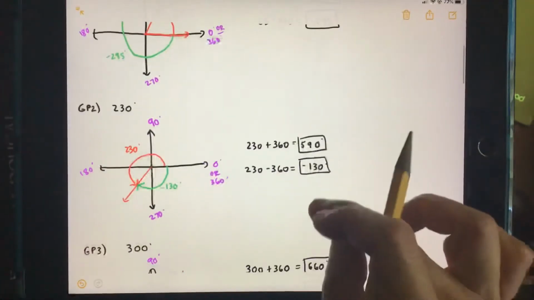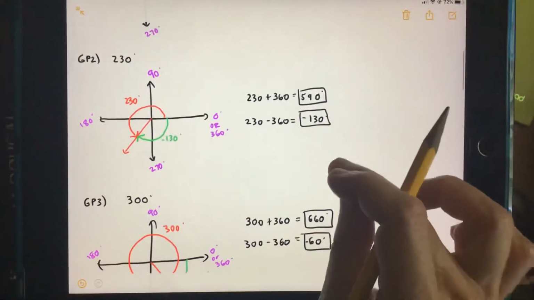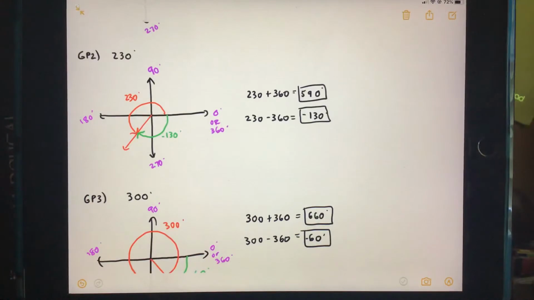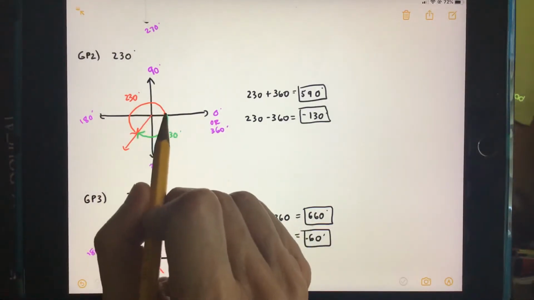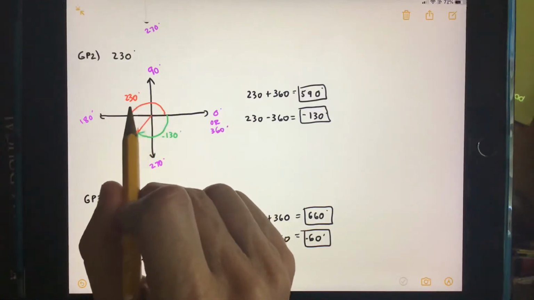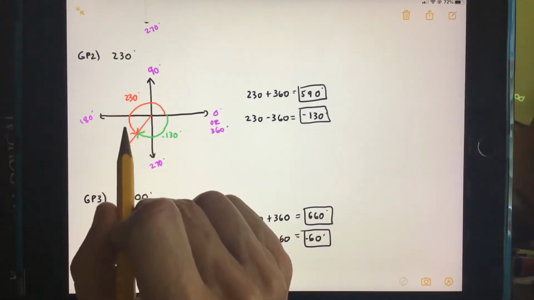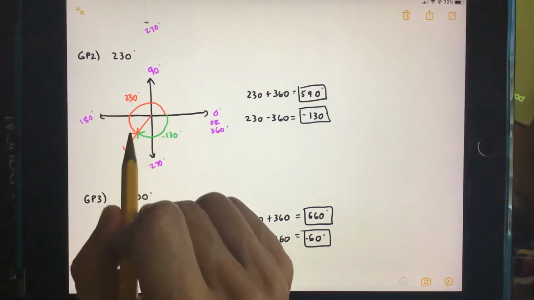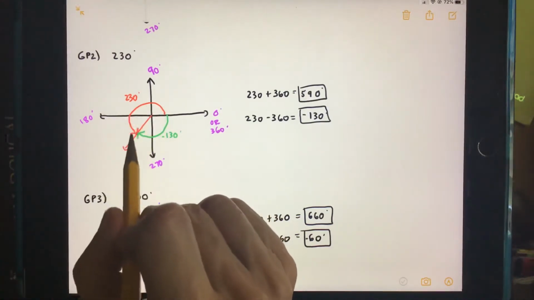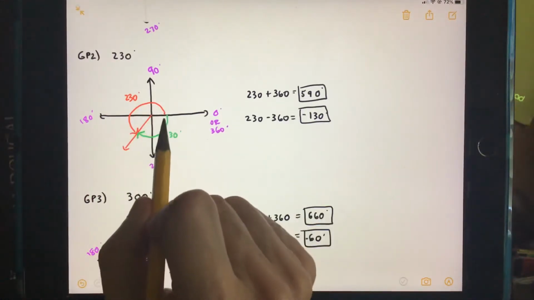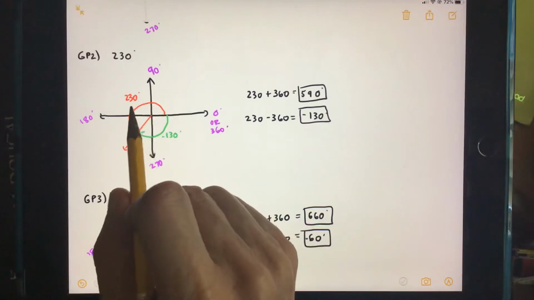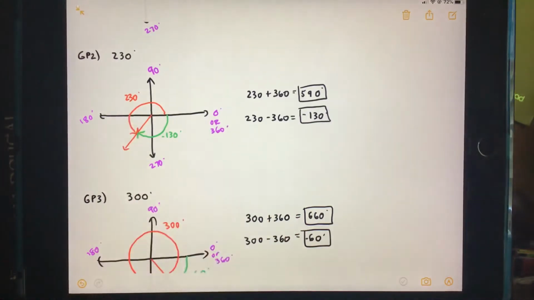Guided practice 2 says to write 230 degrees in standard position on our coordinate plane, and then to find a positive and a negative number of degrees coterminal with the original angle. So we're going to start here again at the x-axis, and we're going to go counterclockwise. We'll go past 90 degrees, we'll go past 180, because 230 is more than 180. And we'll stop before we get to 270 degrees. So again, I'm approximating where it would be here. It's going to be a little bit more than halfway. So I'm going to draw this red curve and stop here and label it 230 degrees.